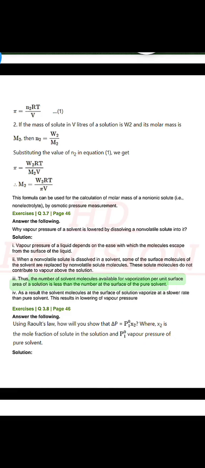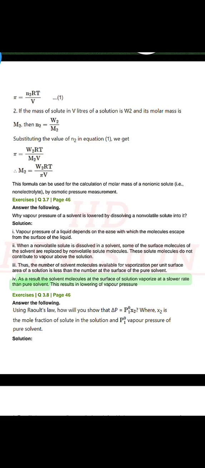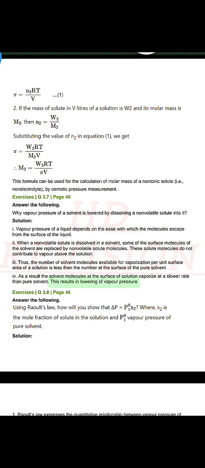Thus, the number of solvent molecules available for vaporization per unit surface area of a solution is less than the number at the surface of the pure solvent. As a result, the solvent molecules at the surface of solution vaporize at a slower rate than pure solvent. This results in lowering of vapor pressure.